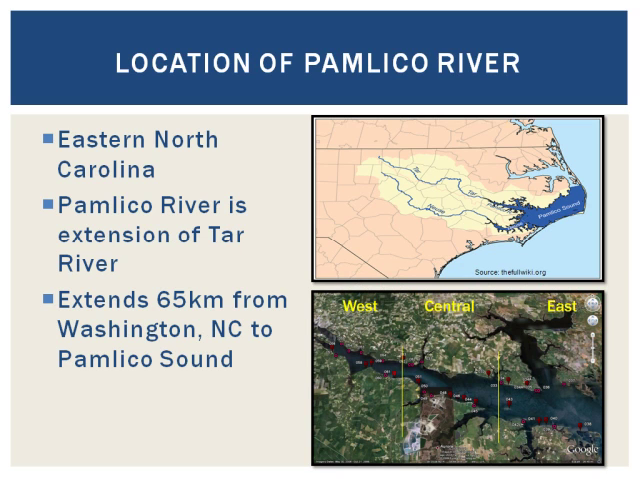To give a little background about Pamlico River, it's located in eastern North Carolina and is an extension of the Tar River that originates in Roxboro, just north of Durham. The Tar River then flows to the east to Washington, North Carolina, where the name changes to Pamlico River. The Pamlico River then runs 65 kilometers from Washington, North Carolina, to the mouth of Pamlico Sound.